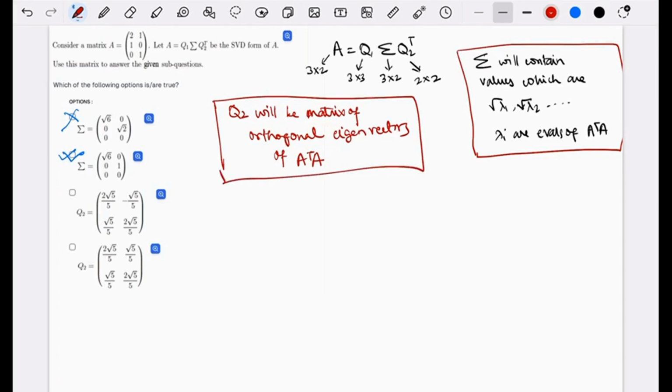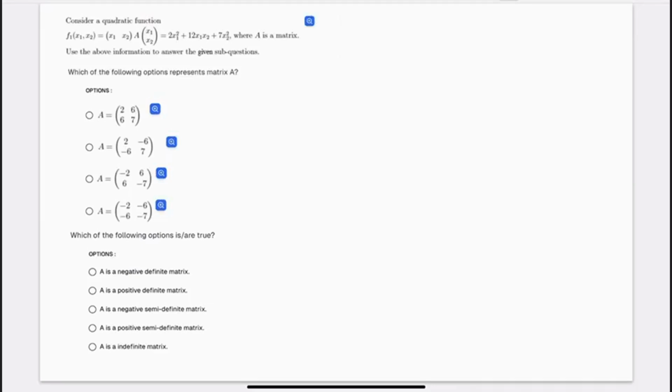So again, in the previous question, we have obtained the eigenvectors, and so the correct option is the second one. Sorry, the third one, the fourth.